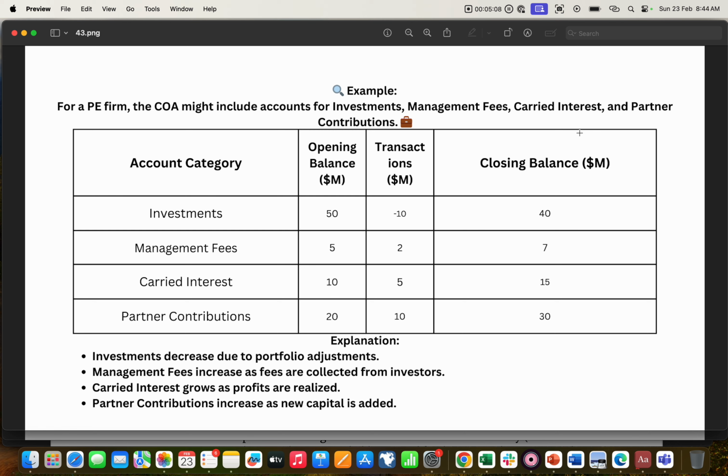So accordingly you have to find the checklist in your PE fund, why it is reducing and why it is increasing, and whatever the final closing balance is should be recorded accurately, in a manner that does not mislead or duplicate anything. So this is all about the chart of account discussed in this video.